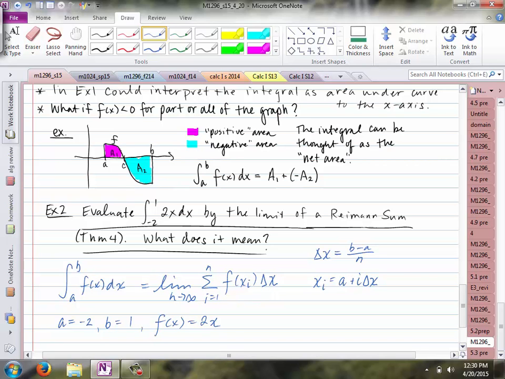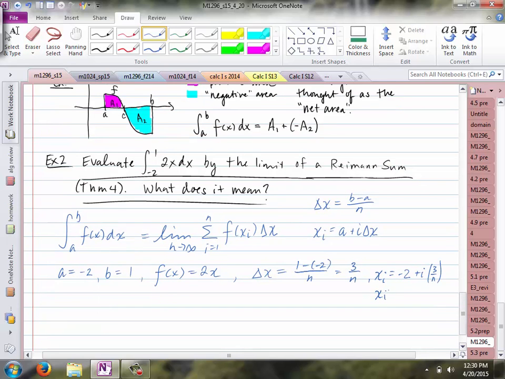So we need what we have there. The next thing is to find delta x, which is b minus a over n. So our b is 1, our a is -2, over n. So here we get 3 over n. Then we find x sub i. Our a is equal to -2, and then we have plus i delta x, where delta x is 3 over n.